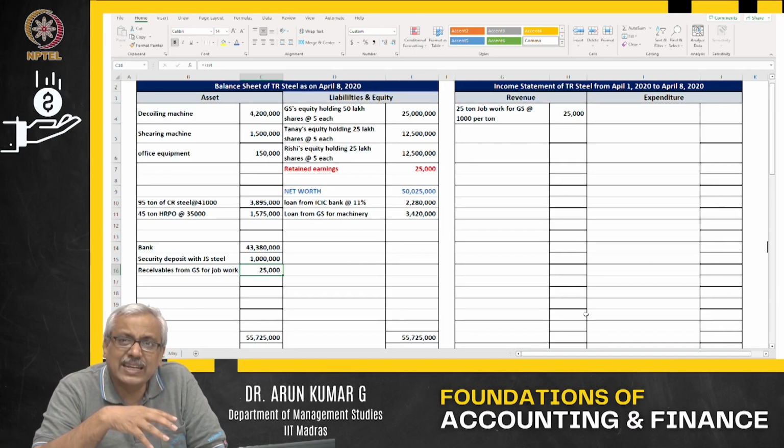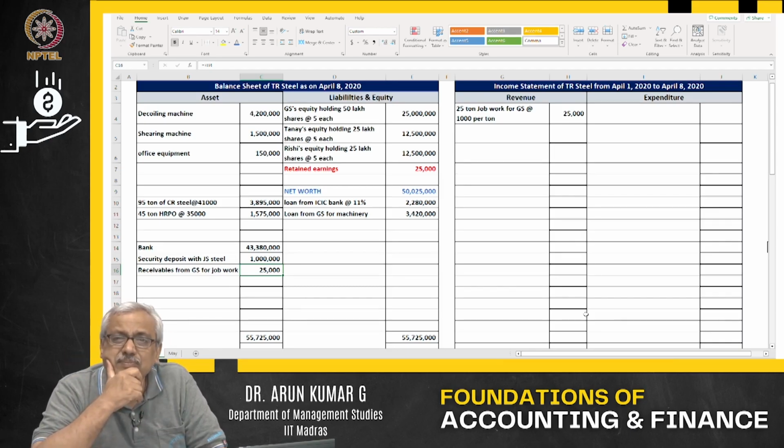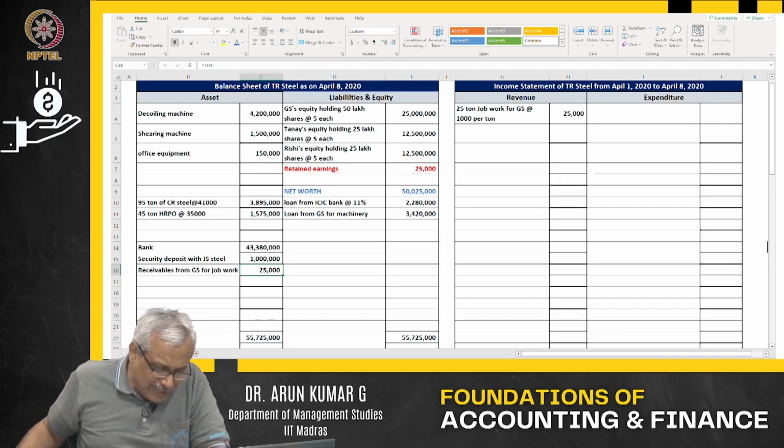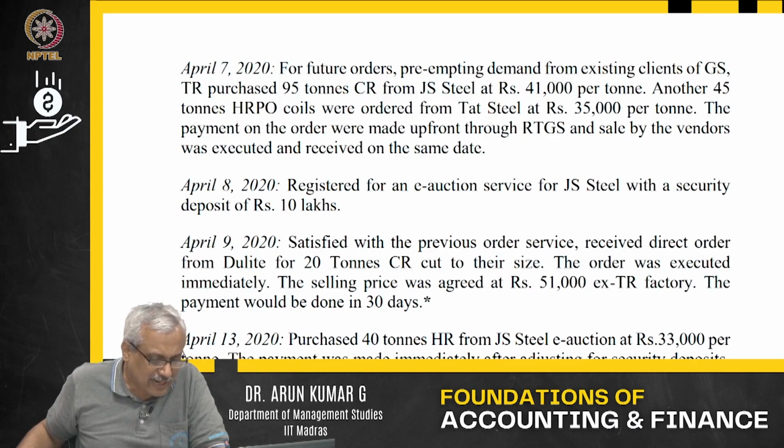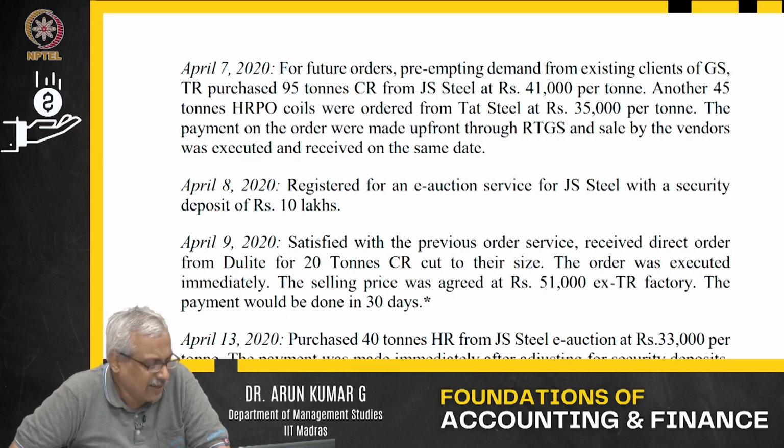So your money, there, asset owned by you, 10 lakhs, 1 million. With you on this. Now let's go back to the 9th, if there is a transaction. Satisfied with the previous order service, received a direct order from Dulite for 20 tons of CR cut to their size. The order was executed immediately. The selling price was agreed at 51,000 ex-factory. The payment would be done in 30 days.